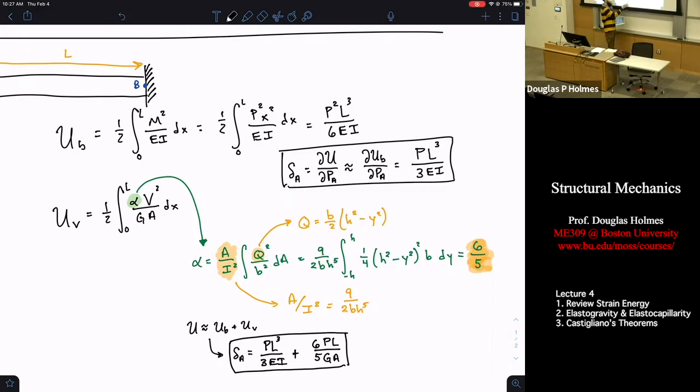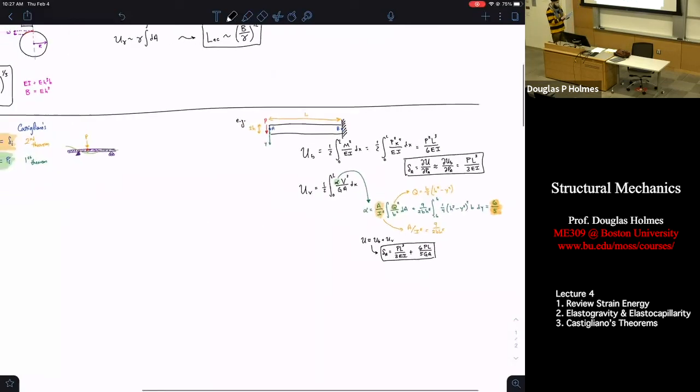Why? This first term, they both have a load. The first term has a load times a long number, the length cubed. The second one has a load times a long number, not cubed. This thing is going to be a small correction to this first one. Sometimes that small correction would be vital. Sometimes it might not matter at all. Depends on your application. But this is how you would handle it.